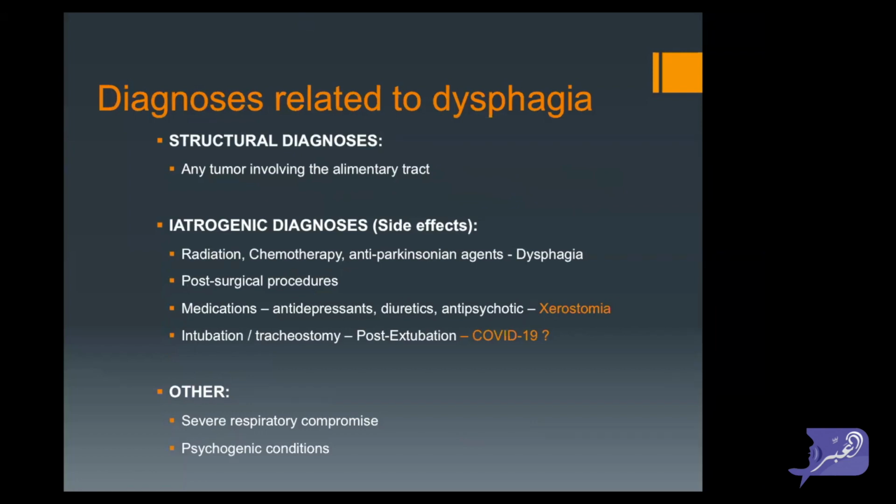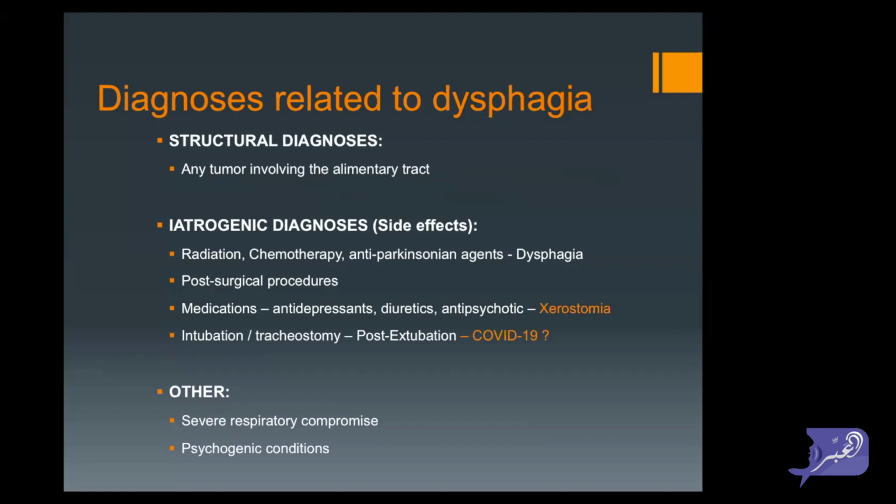You can also have structural diagnoses. So any tumor in the alimentary tract, so from the mouth all the way down to the stomach, if you have a tumor or cancerous growth that's happening, whether it's in the oral cavity, in the pharyngeal cavity, or the pharyngeal tract, down to the esophagus, even at the neck of the stomach, at the very bottom end of the esophagus, that can have some detrimental effect and can cause dysphagia.